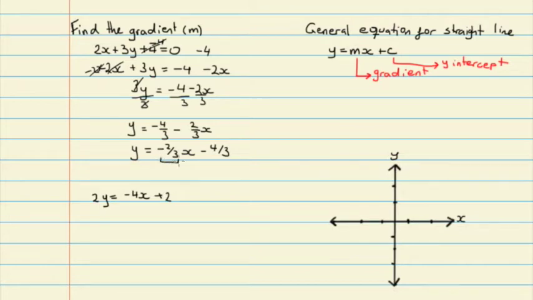And you can straight up read the gradient right there. So the gradient would be negative 2 on 3. Alright, moving on to the next one.